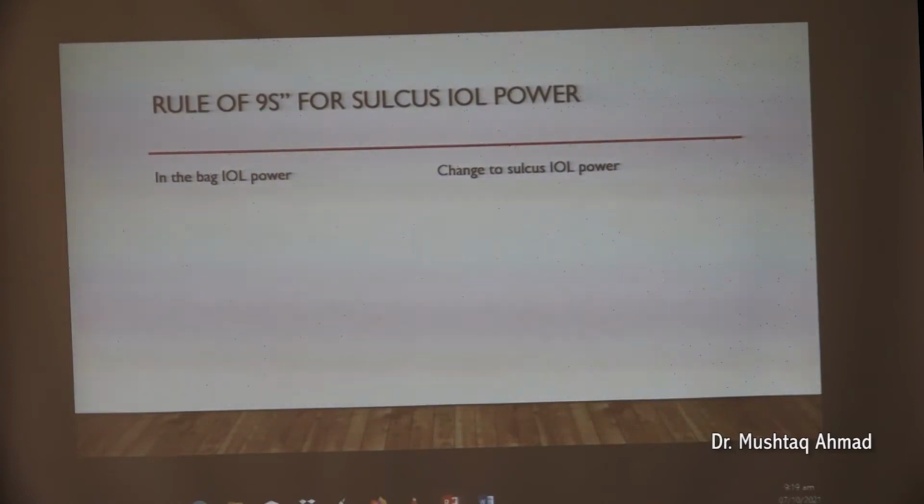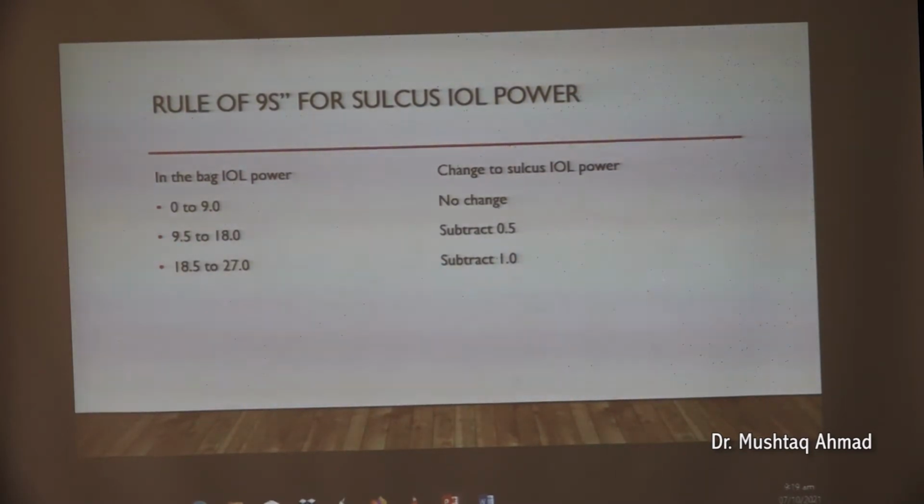Rule of 9 for sulcus IOL power. In the bag IOL power, change to sulcus IOL power. From 0 to 9 diopter, you are allowed to not change the lens power. For example, if there is any problem and you are not able to implant the lens in the bag, you can implant in the sulcus and you don't change the number. But for 9.5 to 18, you will subtract 0.5 diopter. But for 18.5 to 27 diopter of power lens, you will subtract 1. And 27 and up, subtract 1.5.